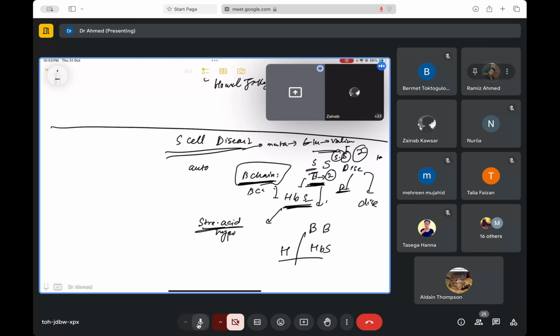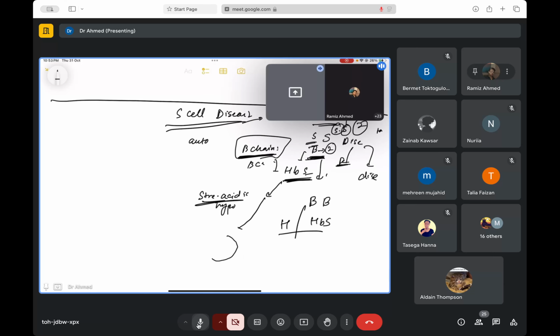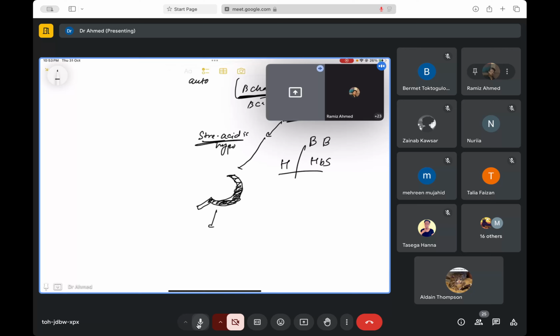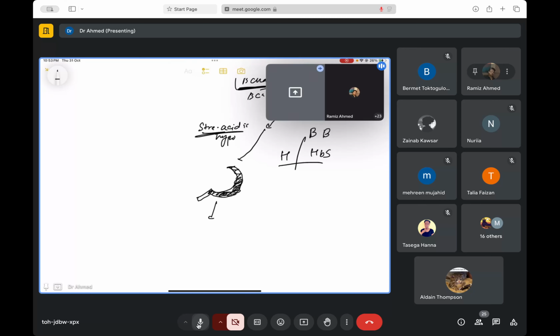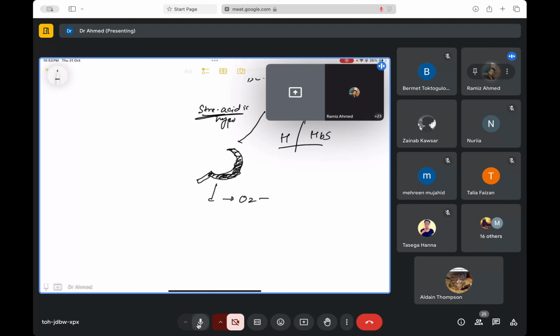So in a stressful situation, that is acidosis, hypoxia, they are going to attain the shape of a sickle, right? This is your sickle. The farmers used to cut crops with a sickle, right? So what's the problem with this sickle? Whenever they become sickle, they cannot carry oxygen, right? And you can have ischemic events in your body.